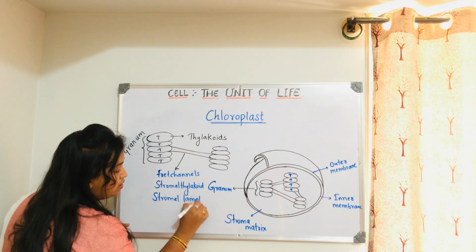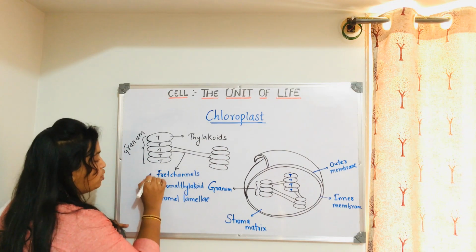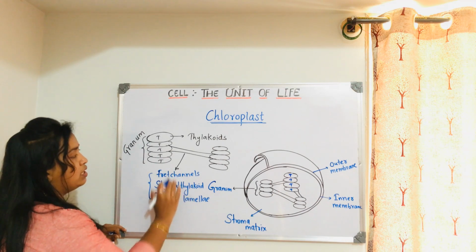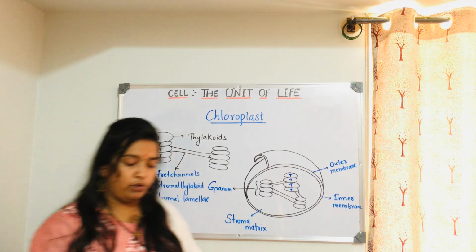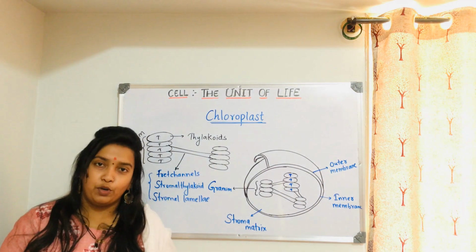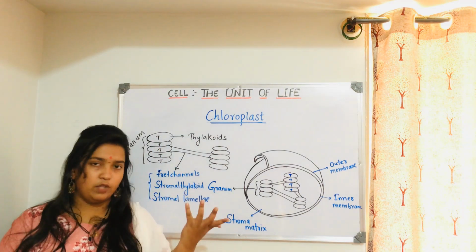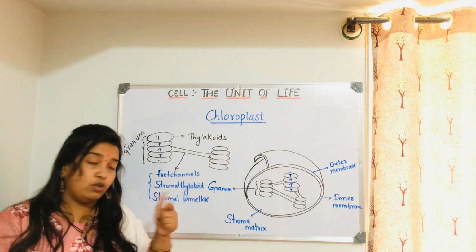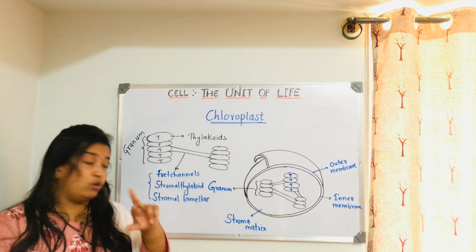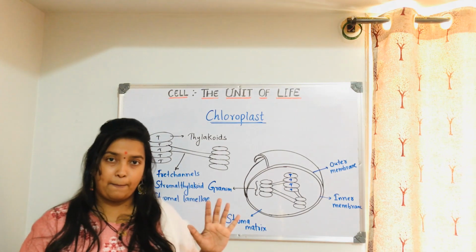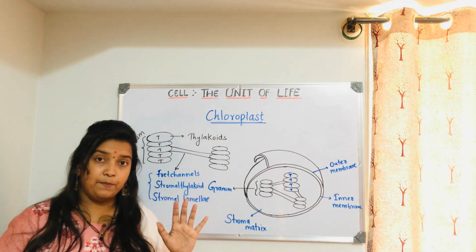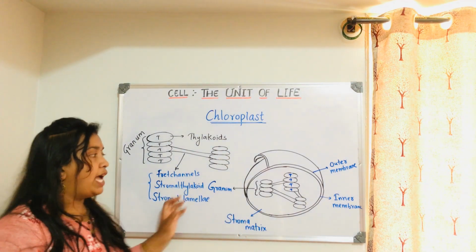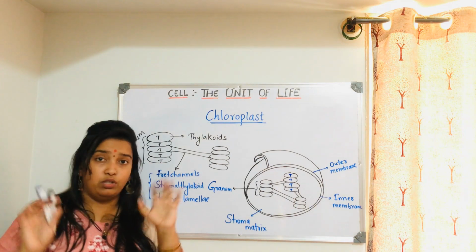So please students, don't at all get confused. All these three names are for the same thing. What is easy for you to remember? Fret channels. You can remember anything you want. But you should know that fret channels are also called stromal thylakoids. They are also called stromal lamellae. Is it clear? Okay.